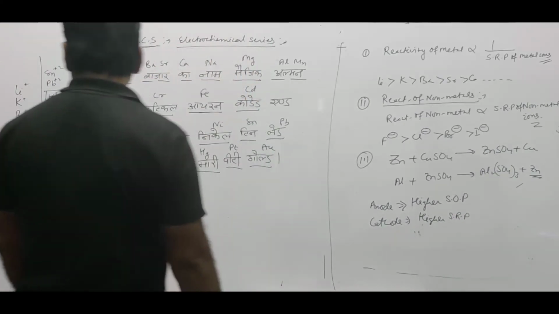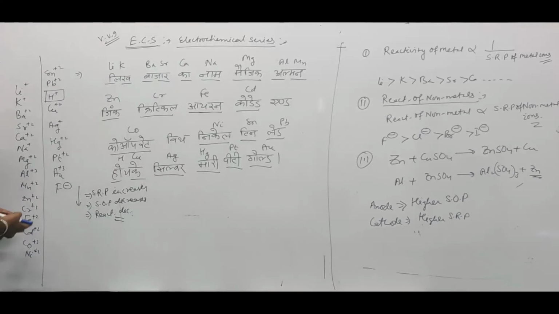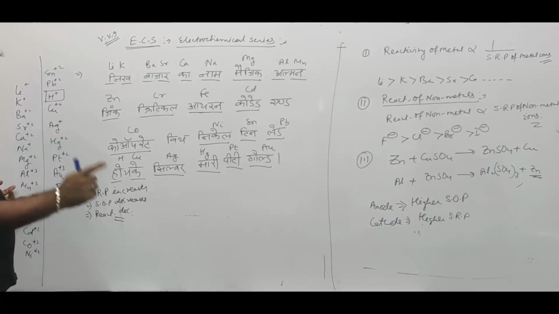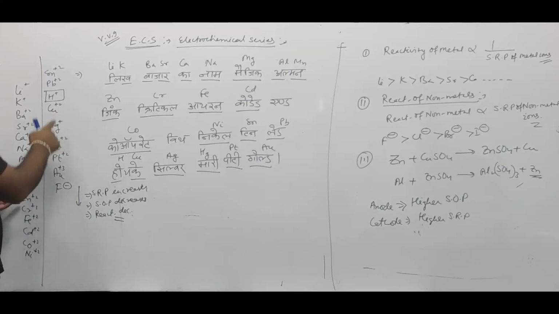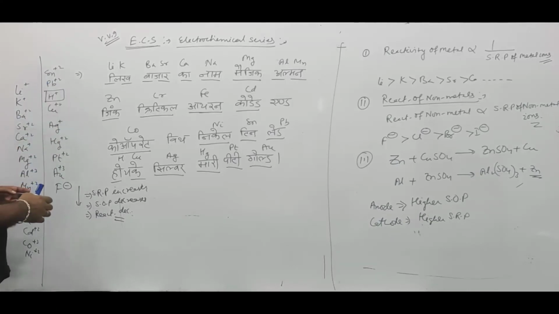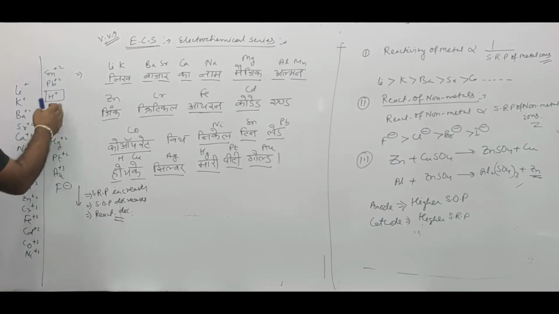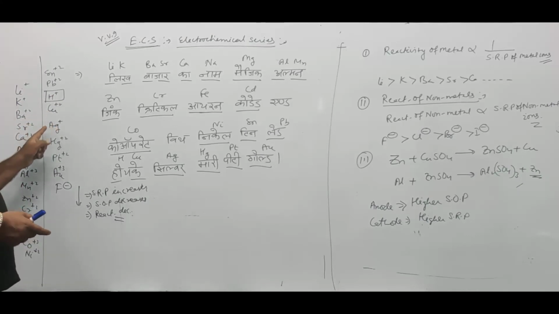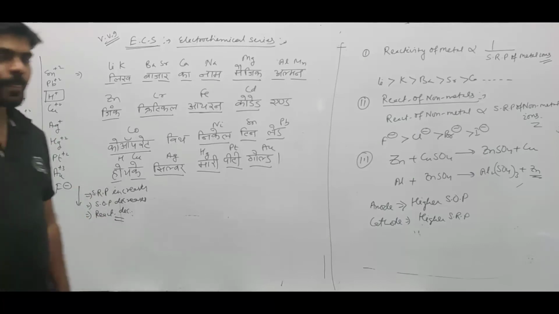Suppose we want to couple zinc with copper. Zinc is having higher value of SOP and copper is having higher value of SRP. So zinc will be in the anodic compartment and copper will be in the cathodic compartment. If we couple copper and hydrogen, hydrogen will be at the anodic compartment, copper at the cathodic compartment. Among copper and silver, copper will be in the anodic compartment and silver in the cathodic compartment, so that there is oxidation of copper but reduction of silver ion takes place.